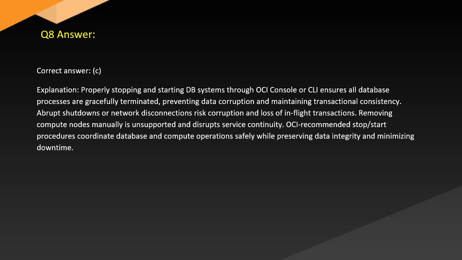Answer. Correct answer: C. Explanation. Properly stopping and starting DB systems through the OCI console or CLI ensures all database processes are gracefully terminated, preventing data corruption and maintaining transactional consistency. Abrupt shutdowns or network disconnections risk corruption and loss of in-flight transactions. Removing compute nodes manually is unsupported and disrupts service continuity. OCI recommended stop-start procedures coordinate database and compute operations safely while preserving data integrity and minimizing downtime.